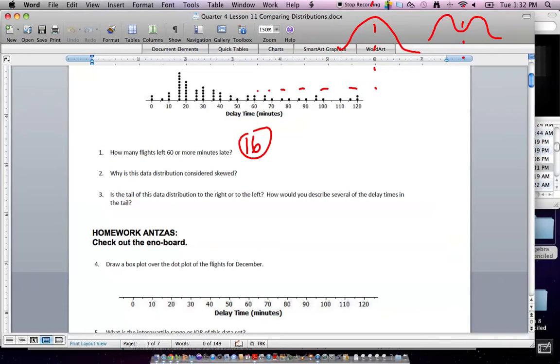Is the Taylor distribution to the right or the left? The tail is to the right, and how would you describe several delay times in the tail? Pretty long, all right? A 120-minute delay is going to annoy me. Any questions about that? No.